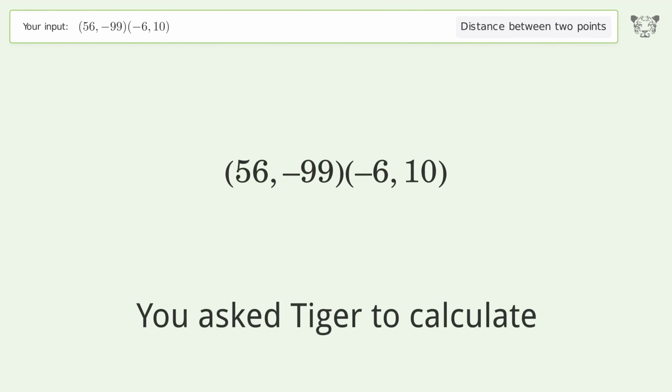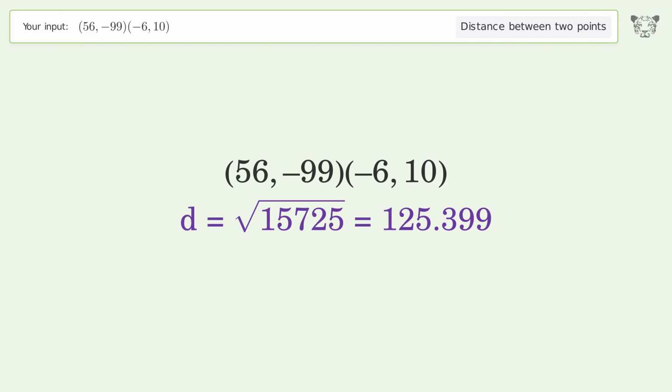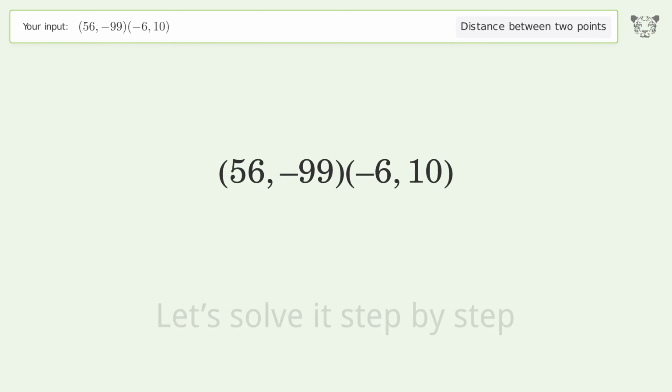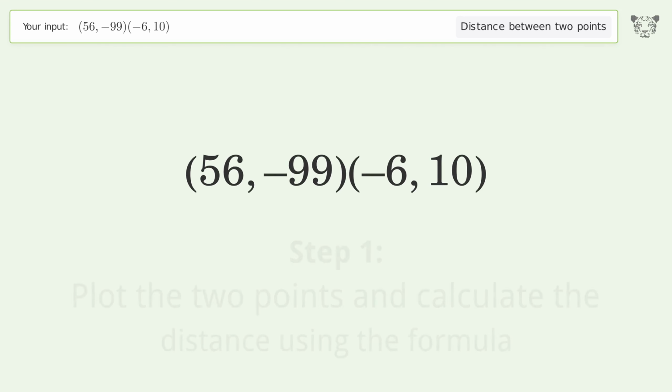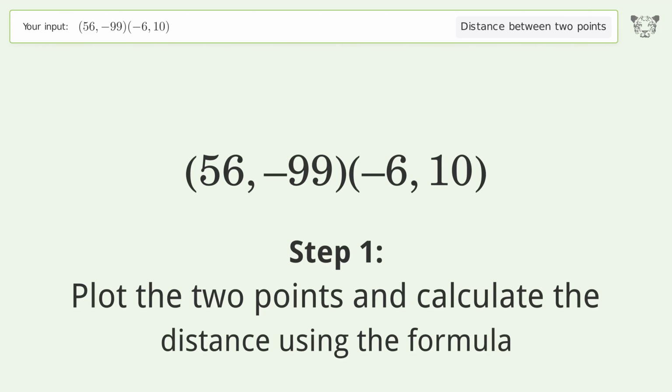You ask Tiger to calculate. This deals with the distance between 2 points. The distance between the 2 points is the square root of 15,725 or 125.399. Let's solve it step by step. Plot the 2 points and calculate the distance using the formula.